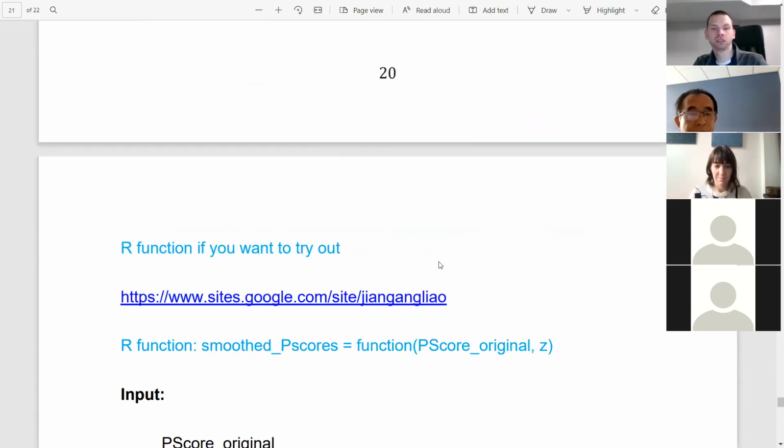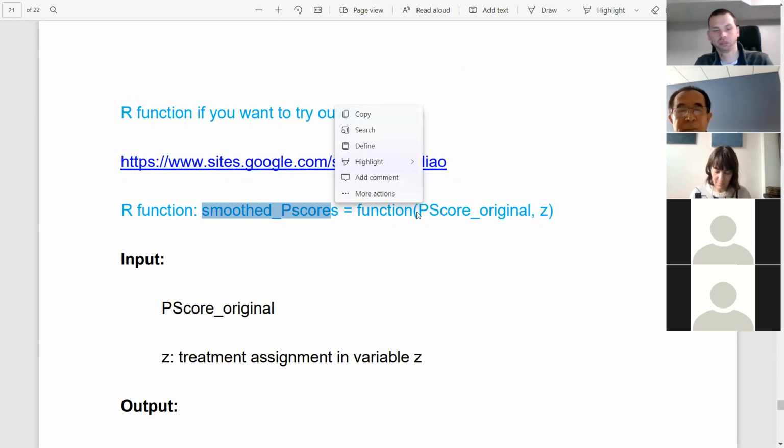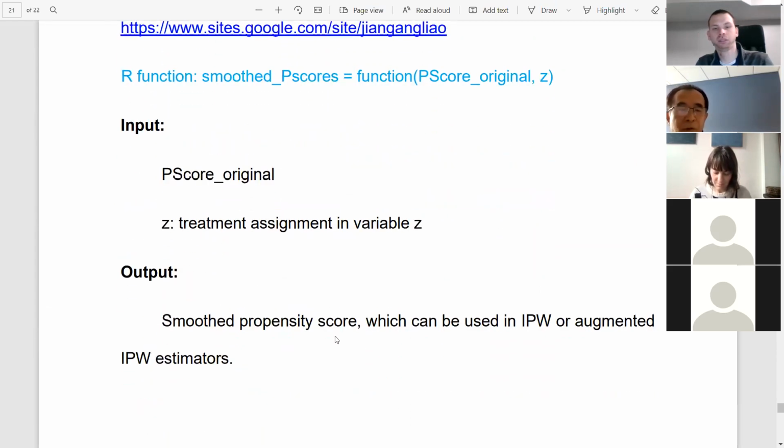If you want to try it out, I have put up an R function. It's very easy to use. If you go to my website, you can find an R function called smoothed P scores. All you need to do is put in your original propensity score and the corresponding treatment assignment. Then it will output the smoothed propensity score, which you can use in place of your original score to do whatever analysis you want to do. I feel confident that you're going to benefit from this.